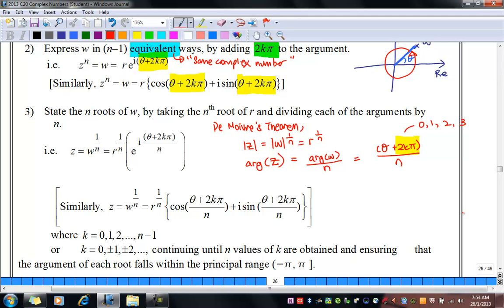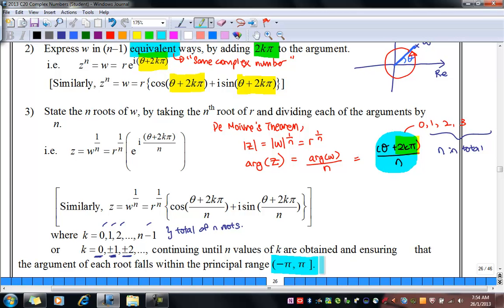So what are some suitable values of k? I know that in all, I should have n roots. So I could start with k = 0 and then go 1, 2 and so on up till n − 1 for a total of n roots. Or I could also start from 0 and then add 1 and subtract 1. So up to this point I have 3 roots, plus or minus 2, 5 roots, and so on. The main thing we have to remember is that in the end, the argument of each root must fall within the principal range of −π to π.